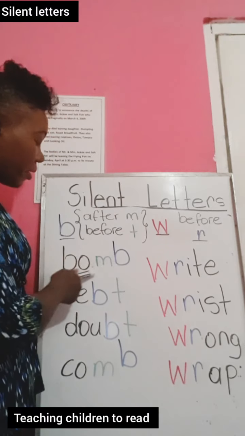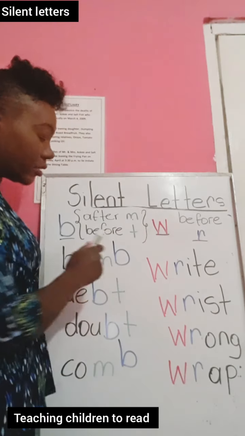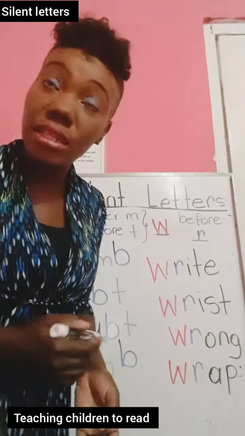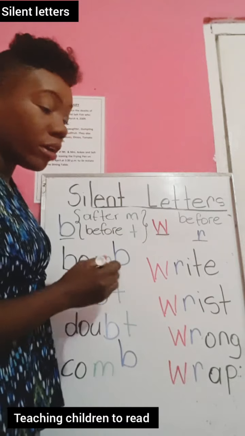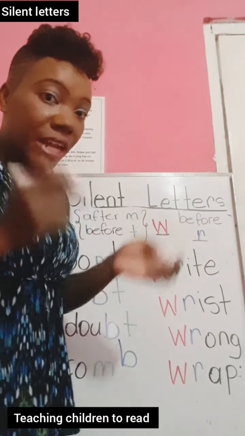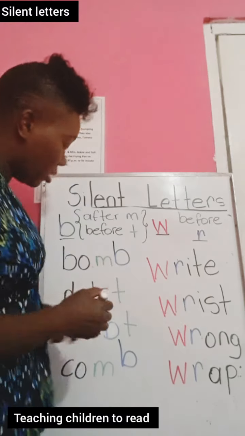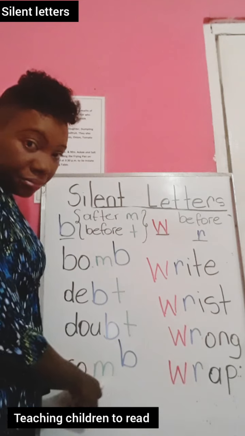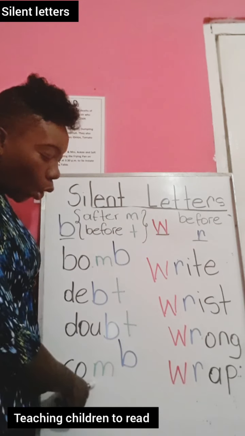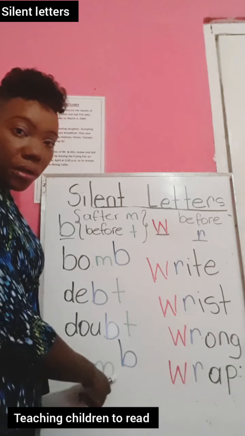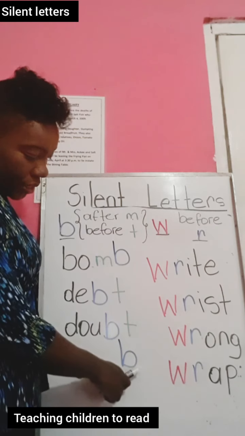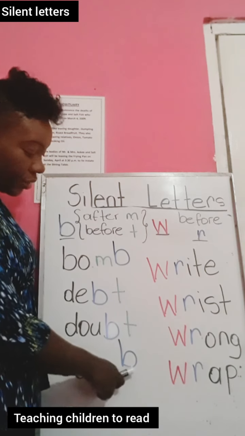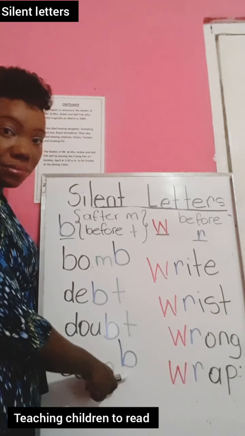Bum. B is there. But you just have to know that there's a B there in the word bum. And once you hear them, you know that there's B. And as I said, these are sight words, so you have to keep looking at them, keep looking at them and memorizing them. These are the words that you learn from memory and not necessarily by sounds alone. Now this word, see the M there again? Comb. The B is silent because which letter is there? M. It is after the M, so it is silent.